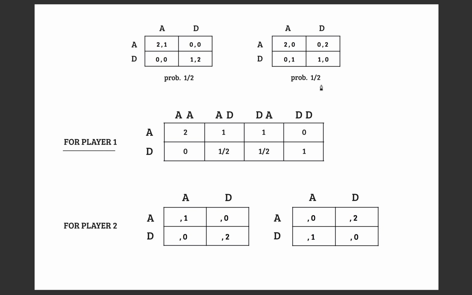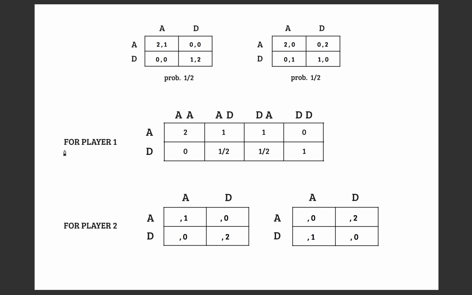Yeah, so he has only one type, so he can choose A or D. The strategies for player 2 are AA, AD, DA, and DD. Why? Because player 2 has two types, type 1 here and type 2. So player 2 can choose A here and D here, or A here and A here, or whatever.